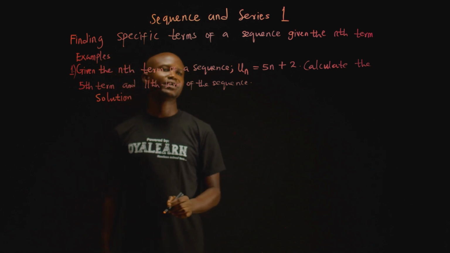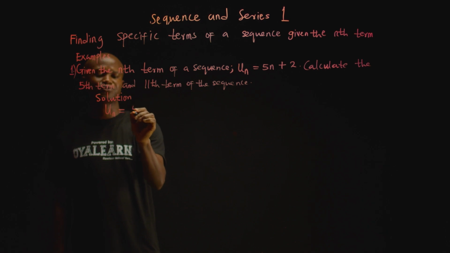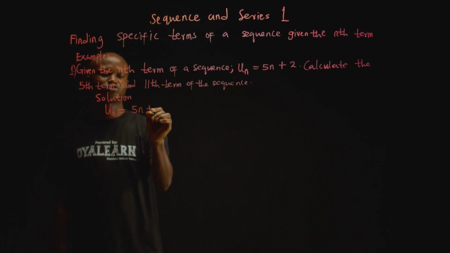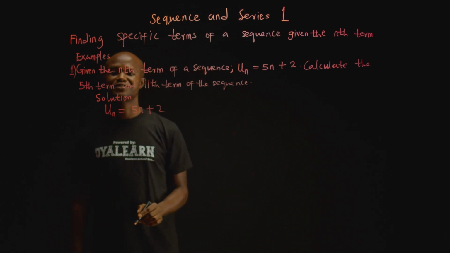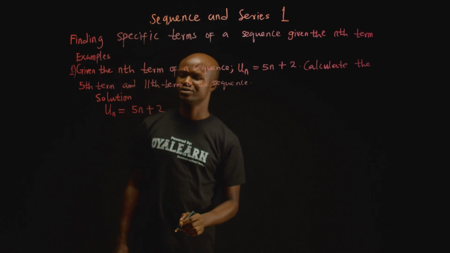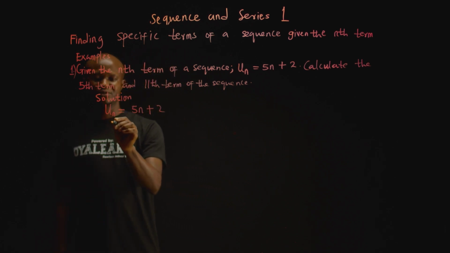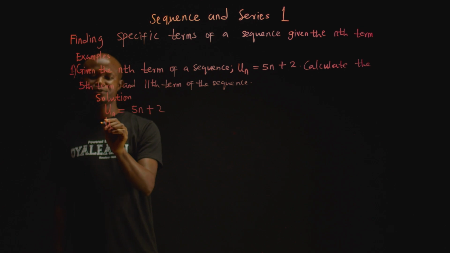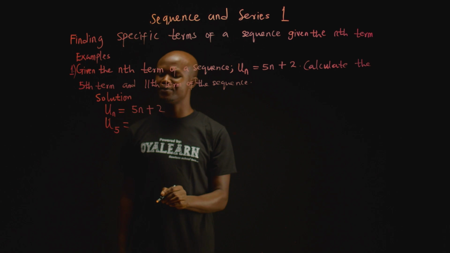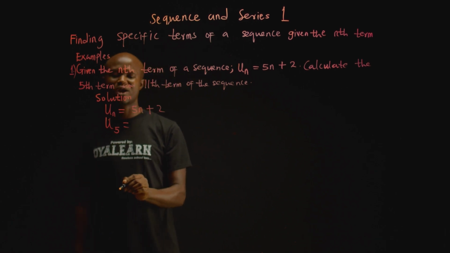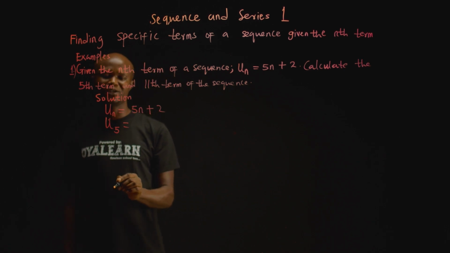Now we're given the nth term, which is u subscript n equals 5n plus 2. Now we want to find the fifth term of the sequence. For us to find the fifth term of the sequence, that's going to be u5, that is u subscript 5. And what does that mean? It means where n equals 5.